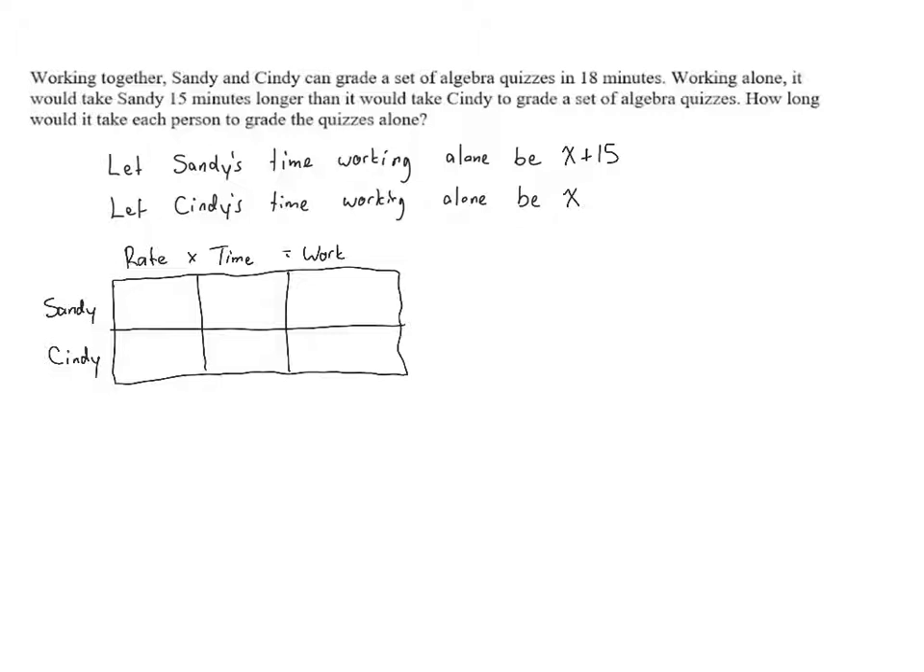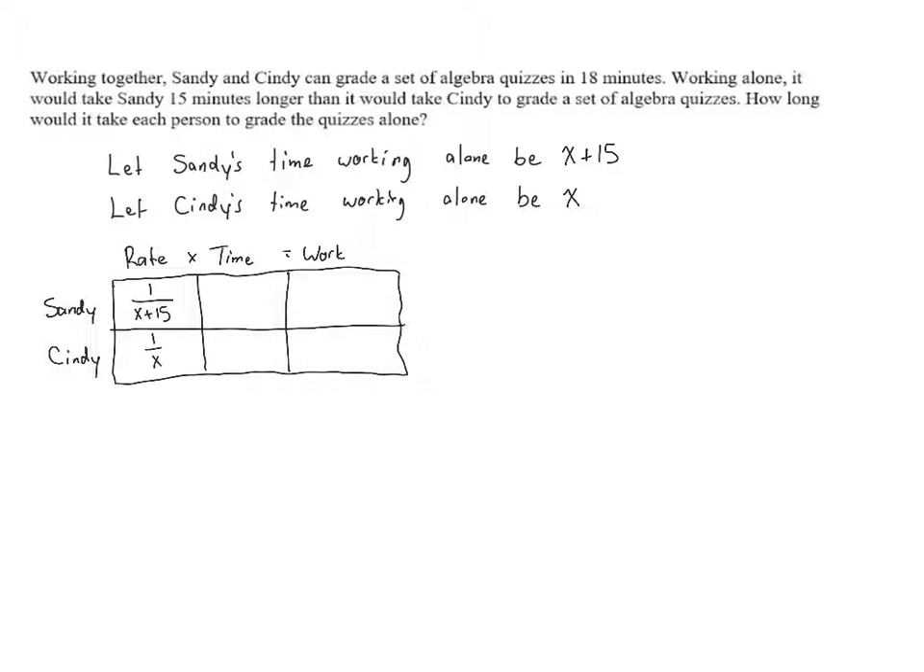We need Sandy's rate of work, and we know that someone's rate of work is the reciprocal of how much time it takes them to do the job. And since Sandy's time would be X plus 15, her rate is going to be 1 over X plus 15. Similarly, since Cindy's time is X, her rate would be 1 over X.